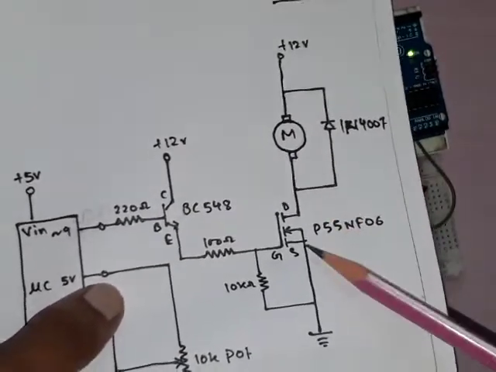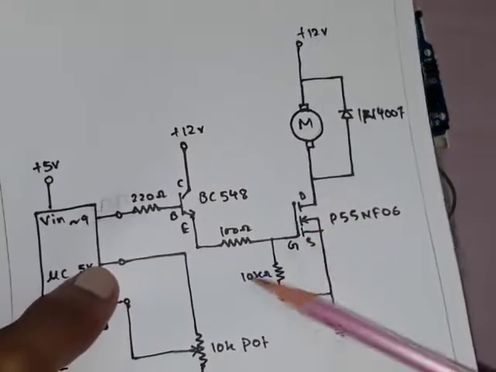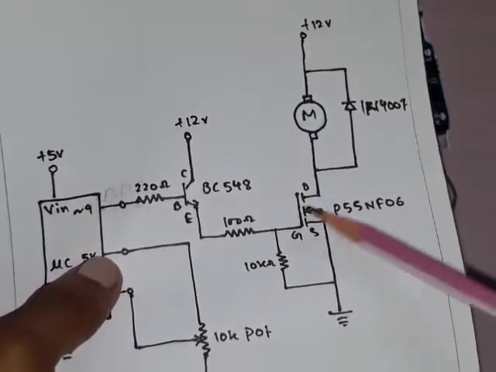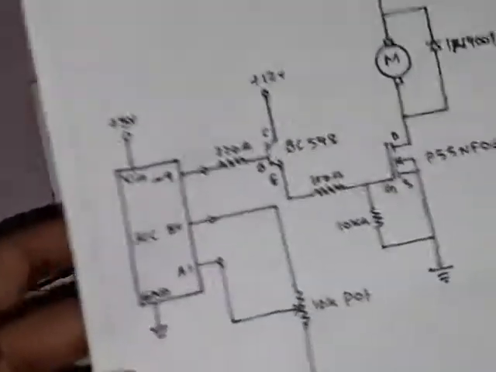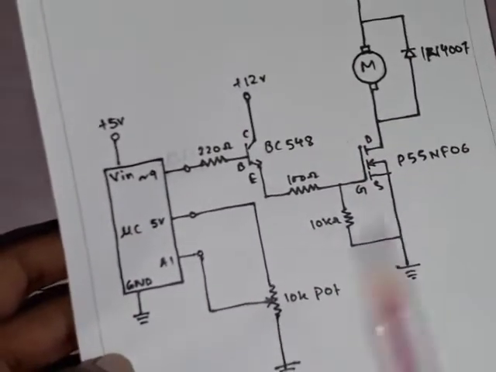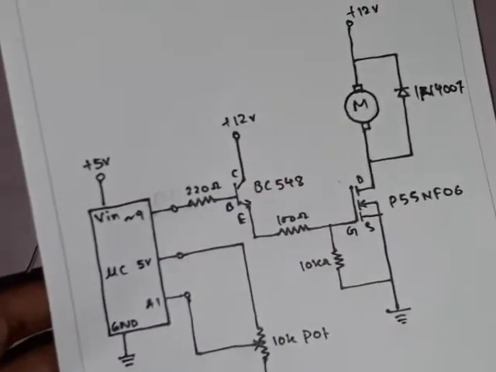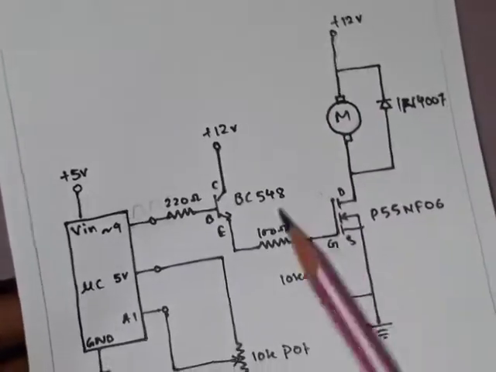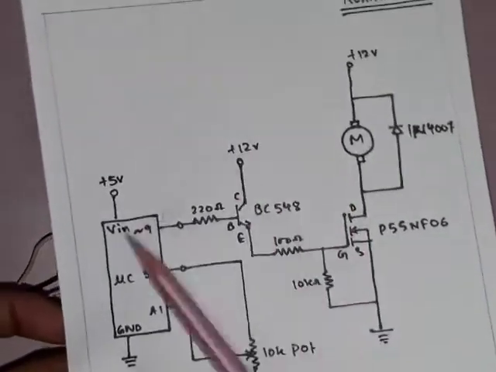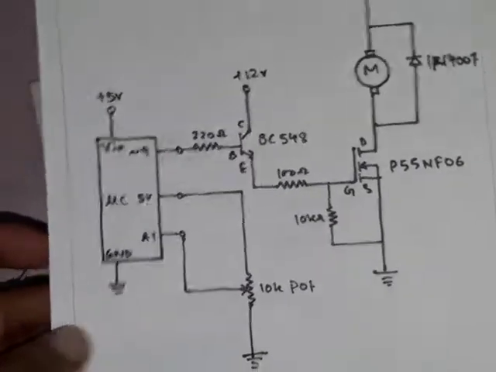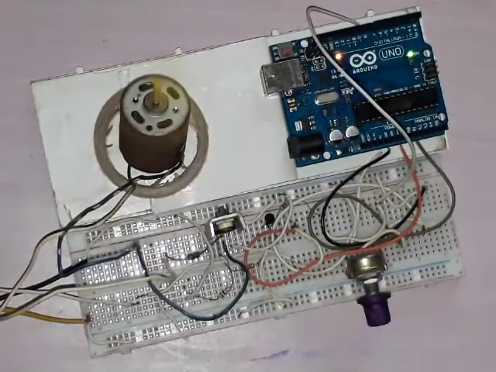As simple as that. So this fundamental concept is applied here to control the speed of the motor, and it is a very efficient technique. This PWM technique is very efficient to control the speed of the motor. Okay, I hope everyone has understood this. So let's move forward and see the code.